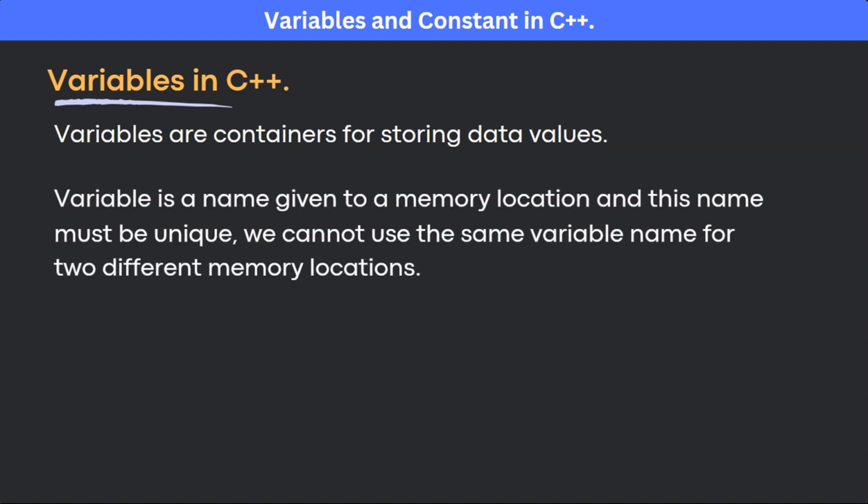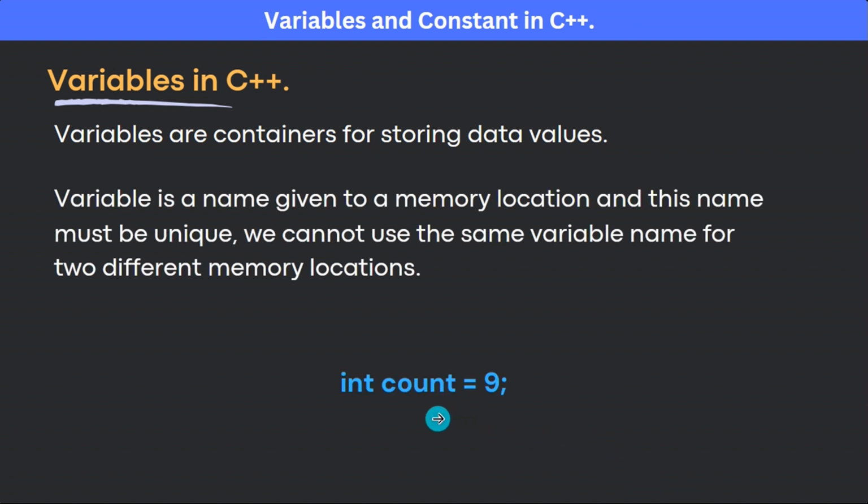Basically, a variable is a name that is given to a memory location, and this name must be unique. We cannot use the same variable name for different memory locations. So basically, a variable is a name given to a particular memory location in which we are going to store our data values, and this name that we are giving to that memory location should be unique. Like we cannot use the same name for two different memory locations. So let's understand this with one example.